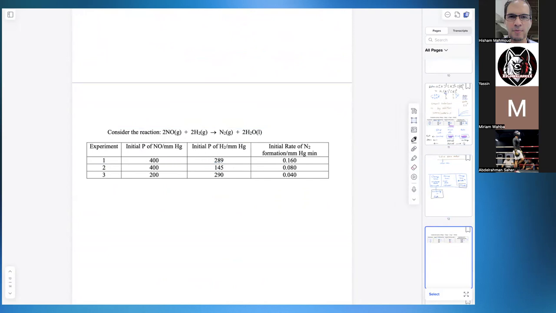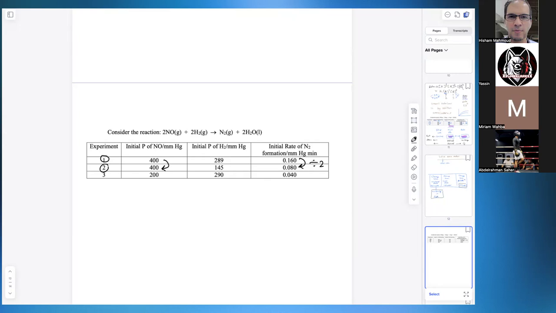First, Abdurrahman, I will pick two experiments. I'll pick any random experiments, 1 and 2. I will ask you many questions, and I need you to open the mic and answer all of them. What happened to the concentration of NO between 1 and 2? Did it change or no change? No change. And what happened to the rate? Divided by 2.